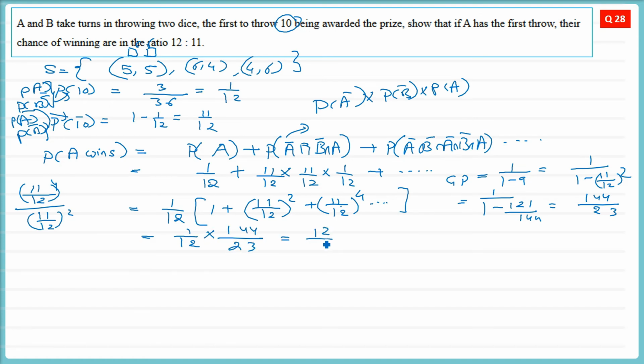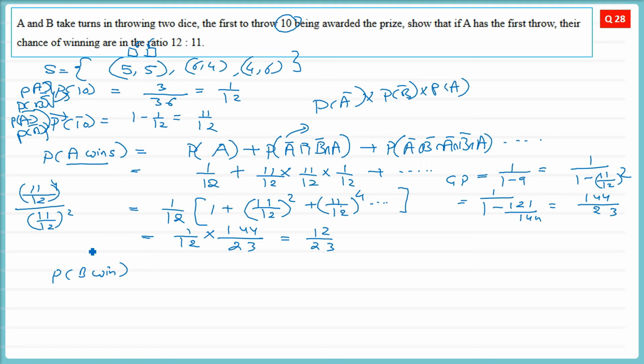So this is 12 by 23, because 12 times 12 is 144. Now PA wins is 12 by 23. What is the probability of B winning? You can apply the same scenario here also. But rather than doing this, let's find a different approach. If A wins, B doesn't win. If B wins, A will not win.